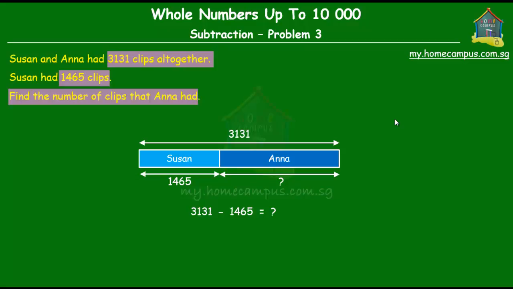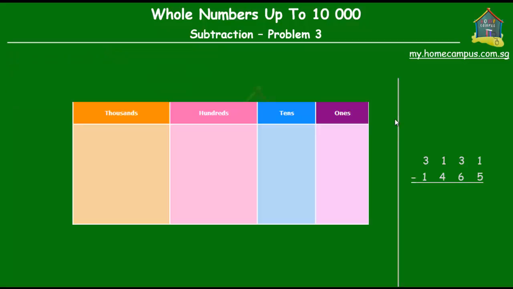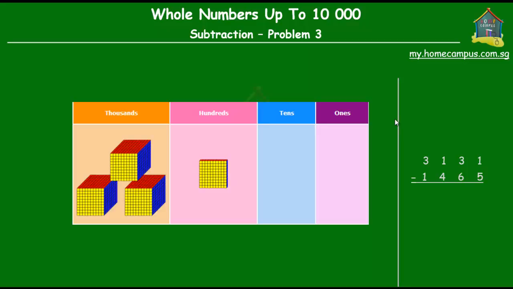Okay, but now how to find the difference? Well, difference means subtraction, so we'll do subtraction. Okay, so we'll subtract the smaller number from the bigger number. And as usual, we'll start with our place value chart. On the place value chart, we'll put the bigger of the two numbers. So we'll put 3,131 on the place value chart, and this is what it'll look like.